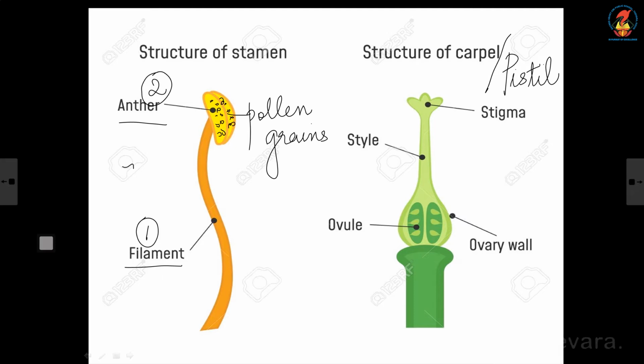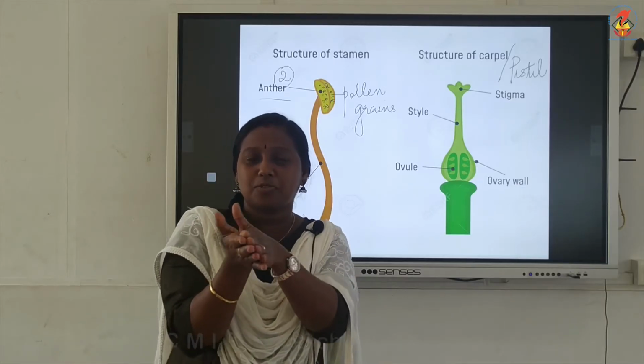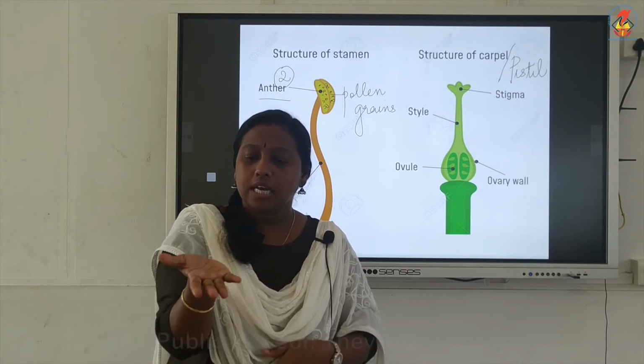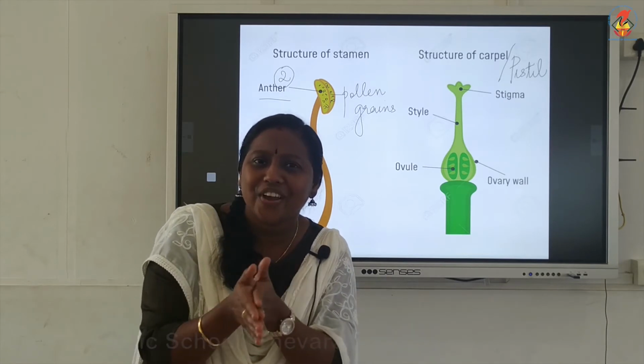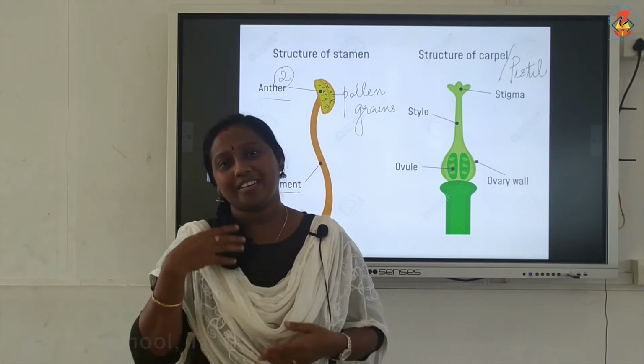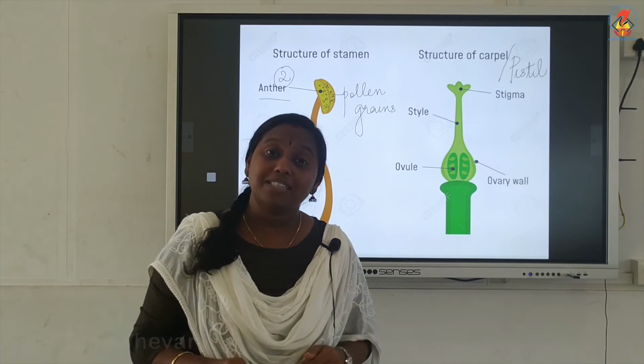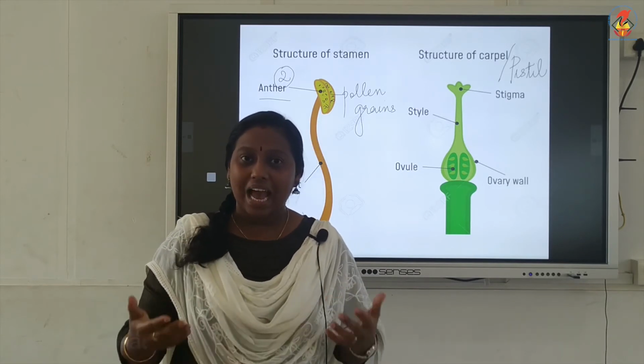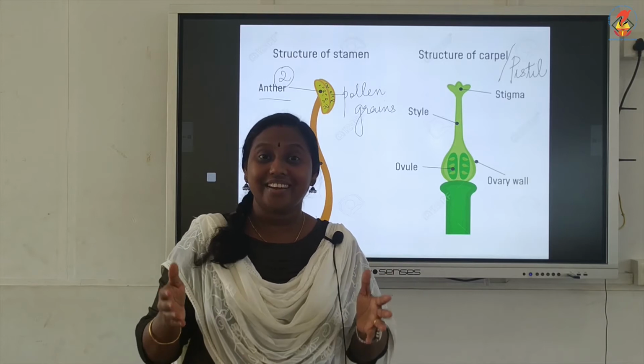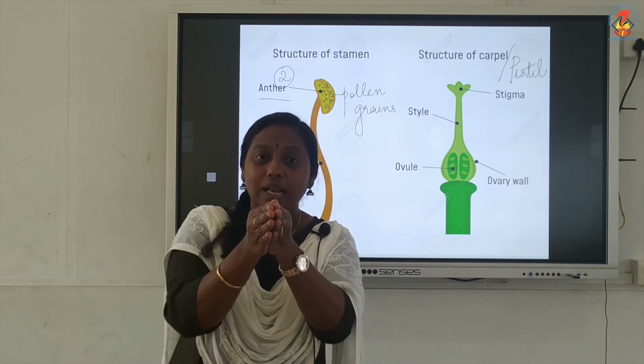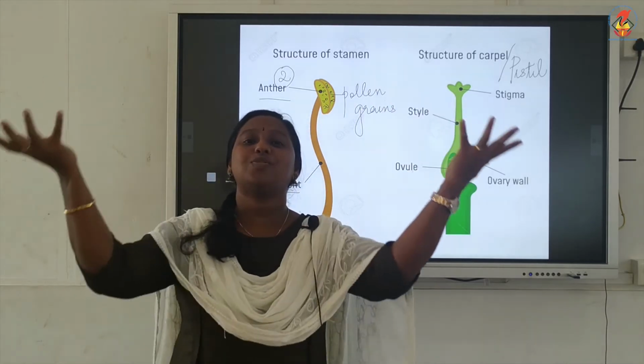Now you might have seen pollen grains, isn't it? A yellow colored powdery dust substance. When you touch some flowers, a yellow colored dust will be on your hand, isn't it? That is the pollen grain. So where will the pollen grain be seen? Inside the anther. When the anther is mature, when the pollen grains are ready, the anther will break and the pollen grains will come out.